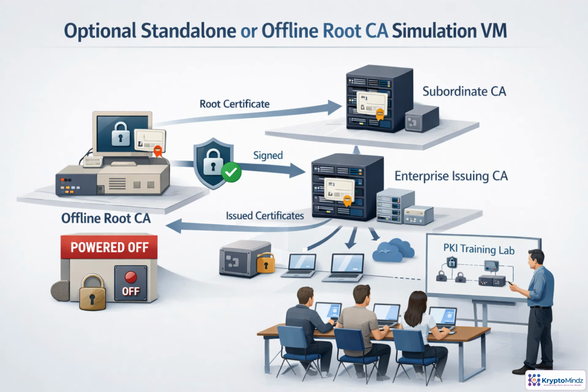In a simple lab, one enterprise CA issues all certificates. That's easy to manage, but it hides how real organizations protect their root of trust. By adding an offline root CA VM, you can show a two-tier hierarchy. The root only signs the issuing CA, then is powered down, modeling stronger security. The issuing CA handles day-to-day enrollment, while the root stays protected, setting you up for deeper PKI design discussions later.